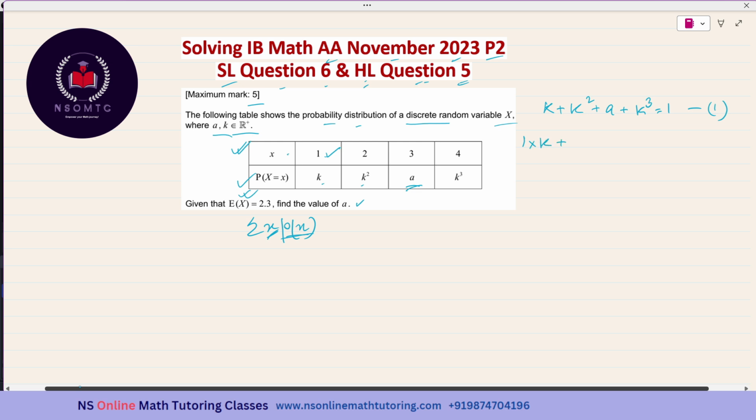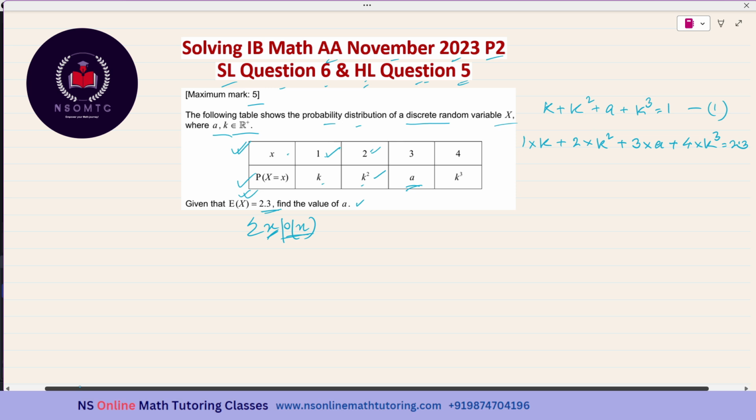I am writing this for the sake of the SL students, because I could have written directly k, not 1 times k. So 2 times k square. These are the x values. So 2 times its corresponding probability value, k square. So it is 2 times k square plus 3 times a plus 4 times k cube. This is the expected value of x, which is given to be equal to 2.3. So this is equal to 2.3.